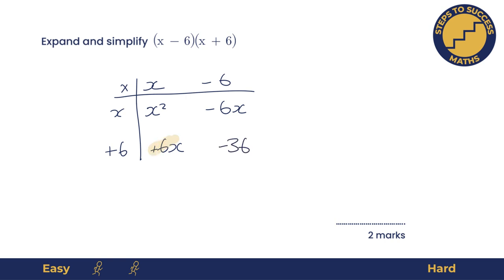So when we combine these, we've got x squared. We've got a minus 6x and a plus 6x, so they cancel out and are just 0. And then we've got minus 36. This is a special type. It's called the difference of two squares because you've got the minus 6 and the plus 6, and so they cancel out in the middle.